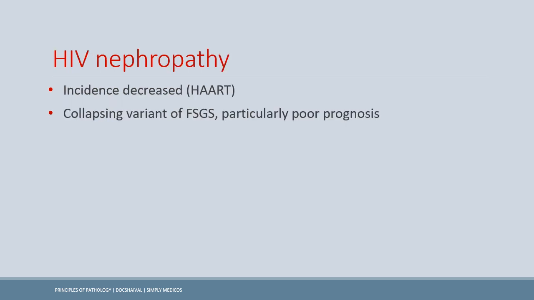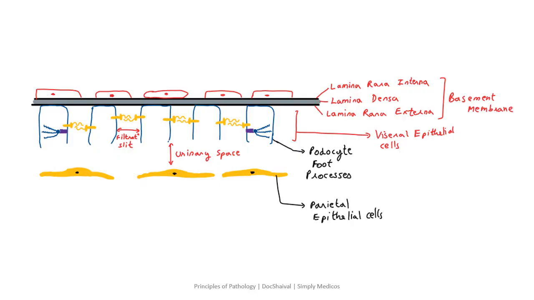Okay, HIV nephropathy, we only need to know briefly about it that the collapsing variant is most common, and it has a relatively poor prognosis, and the incidence is decreasing because of HAART, which is the highly active antiretroviral therapy. Now, next of our diseases are membranous nephropathy and membranoproliferative glomerulonephritis. But before we go over there, let's have a brief look over the normal structures of the glomeruli.